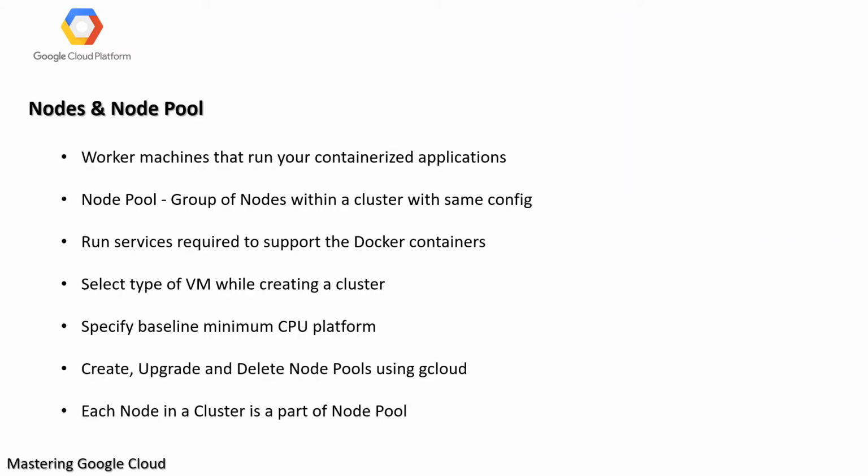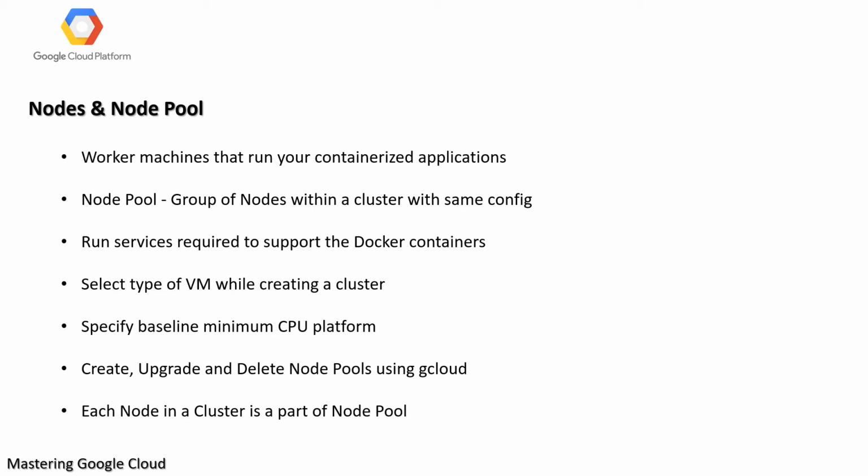Nodes and node pool. A node is a worker machine that runs your containerized applications and other workloads. A node pool is a group of nodes within the cluster that all have the same configuration. These nodes are individual machines or Compute Engine VM instances that GKE creates on your behalf when you create a cluster. These are the workhorses of a Kubernetes cluster. Kubernetes lets you deploy containers on a set of nodes called a cluster. It's the foundation of GKE. It consists of at least one master and multiple nodes.